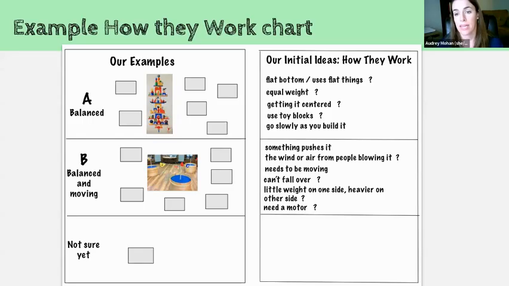Some of the initial ideas might be putting it on a flat surface, maybe having equal weight on both sides, getting it completely centered, going slowly. So maybe an idea about the process for doing it. And maybe you have to have wind or air blow on it to get it to move, or you have to have something push it if it's a moving sculpture. These are all ideas that third graders have about these sculptures.